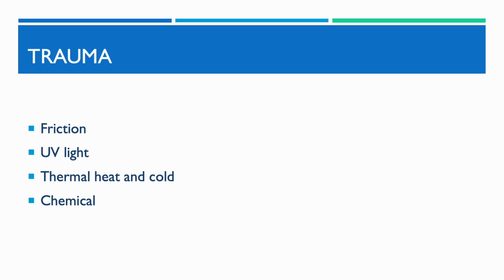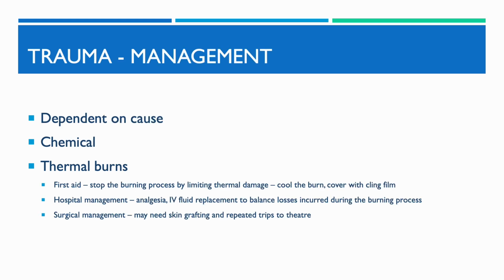Most of us will have developed trauma-induced blistering, for example on a long walk in a new pair of shoes. Here, friction has caused blistering. We can also see blistering induced by UV light, for example in severe sunburn. Other causes of blistering include burns, either due to extreme heat or extreme cold. Exposure to chemicals can also cause blistering. With trauma-induced blistering, the cause is usually apparent on the basis of the history.